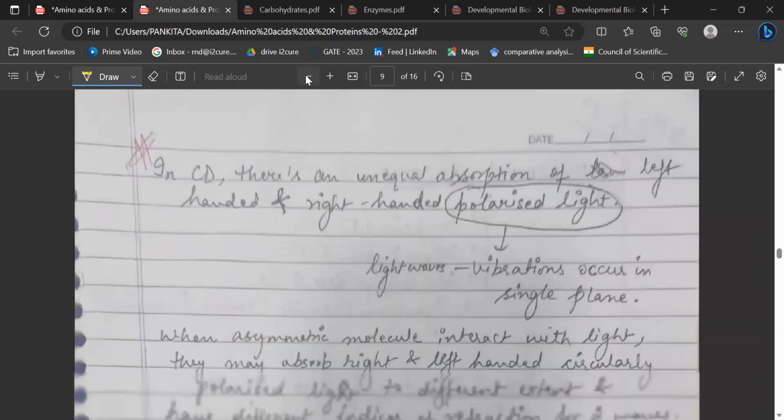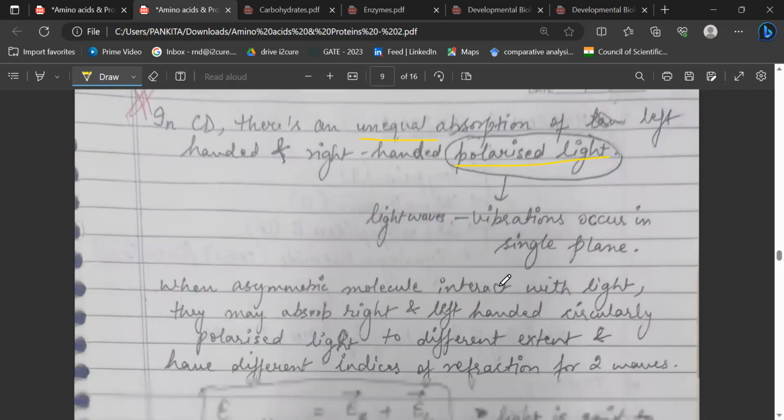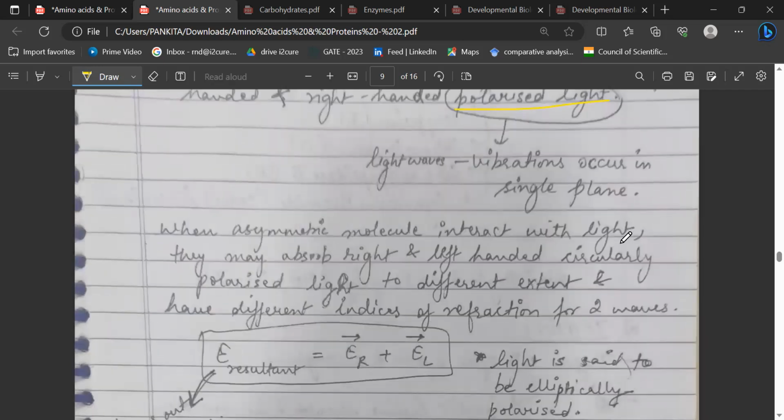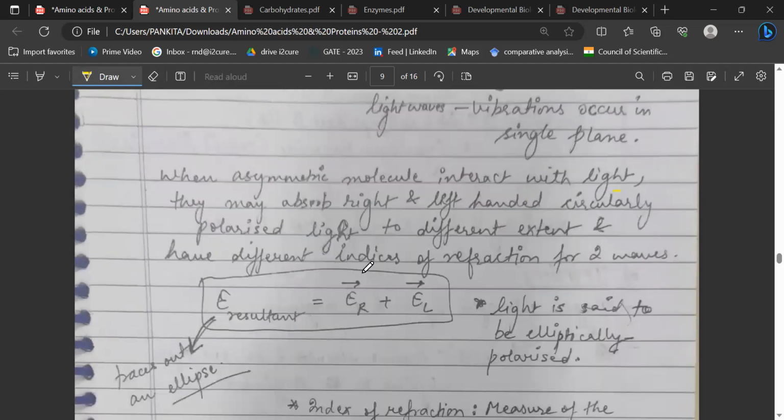So in case of CD spectra, there's an unequal absorption of left-handed and right-handed polarized lights. What are polarized lights? Polarized lights are basically light waves in which the vibrations occur only in a single plane. So when an asymmetric molecule interacts with light, they may absorb light in the left-handed or the right-handed direction, and they circularly polarize the light to different extents. And they have different indices of refraction for those two waves, left and right.